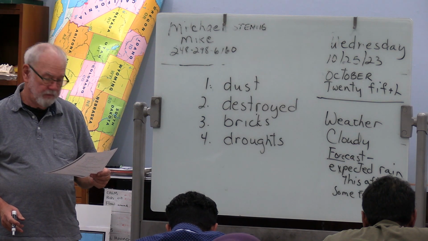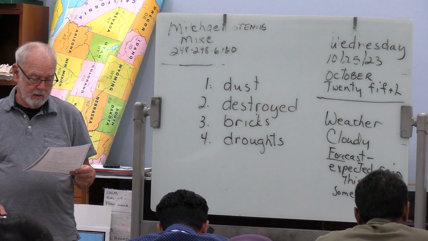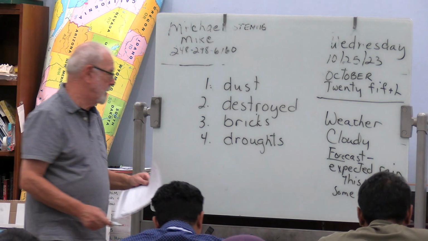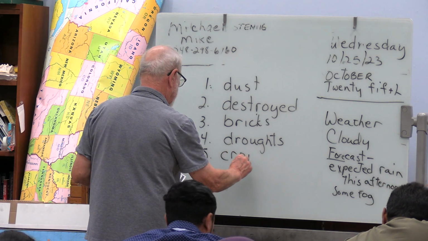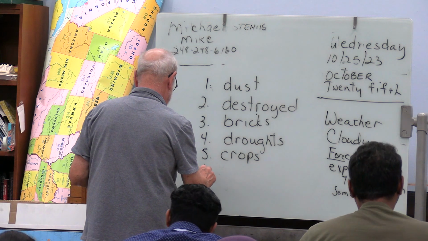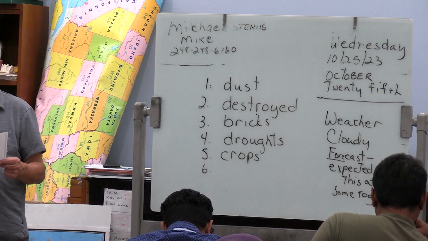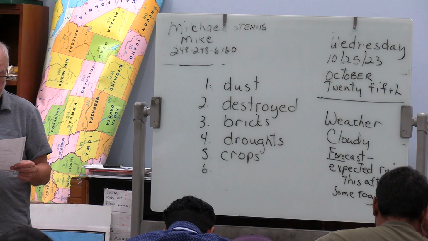Number 5. Crops are the foods and vegetables farmers grow. Crops. Number 7. Six. Oh, 6, sorry.